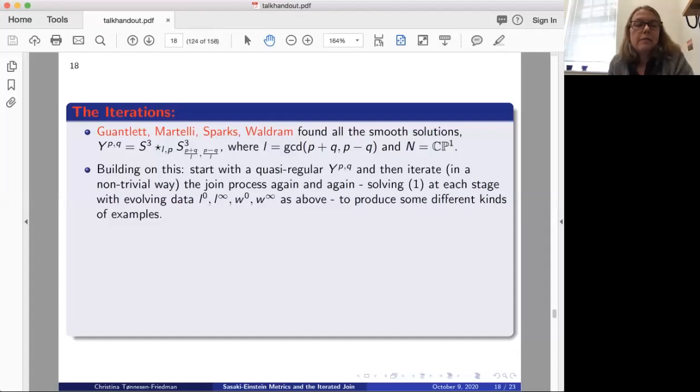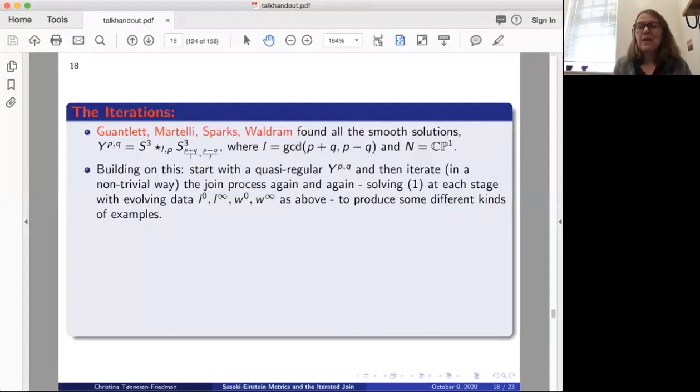So our idea was to say, well, let's start with one of those. So start with a quasi-regular Sasaki-Einstein metric of theirs. This is their notation, this Y^{p,q}. And then iterate, in a non-trivial way, right? Because I don't want to take the join with S3, just because then that's just making product metrics in higher and higher dimension. And then try and do it again and again. It's sort of like this process where you have to solve the equation from before, this equation that had the integral in it. And then at every stage, you pick your L0, your L infinity, W0, and W infinity. And then you could somehow create a non-trivial stairway to some high-dimensional examples. That's the idea.